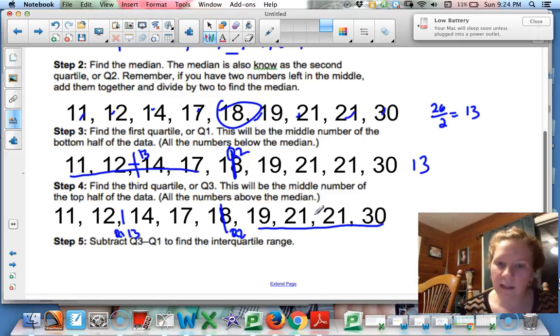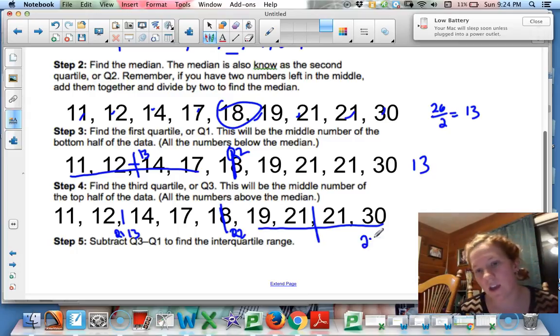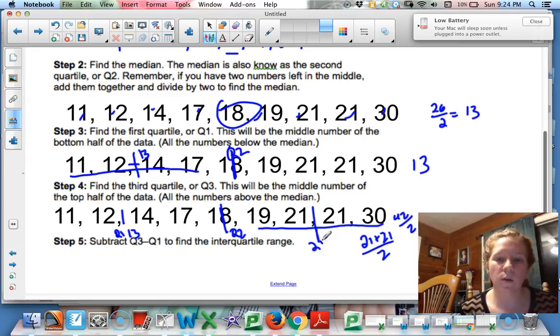I've got 4 data values, so the middle is going to be right here between this 21 and 21. Obviously, the middle of 21 and 21 is 21, but just to check, you're going to add and then divide by 2. So you're going to get 42 divided by 2, which is 21. So my Q3 then is 21.